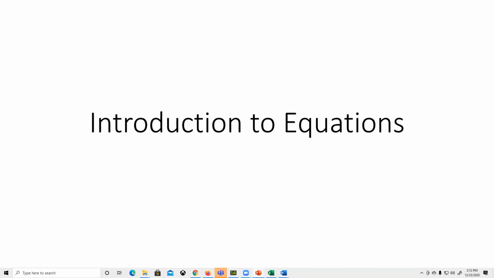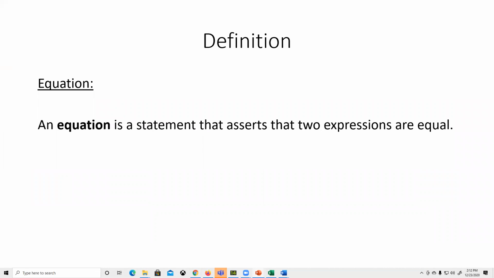In this video, we're going to talk about equations. And I think it's fitting to start with the definition. By definition, an equation is a statement that asserts that two expressions are equal.